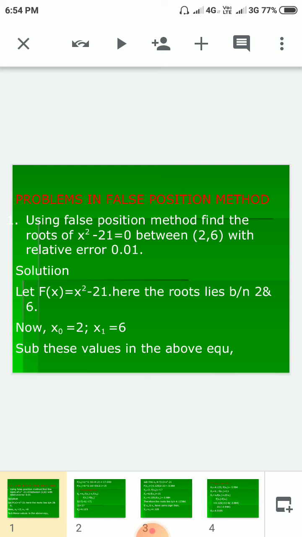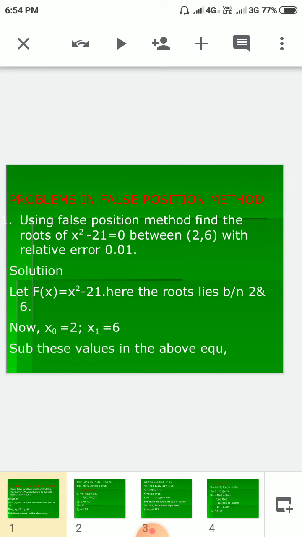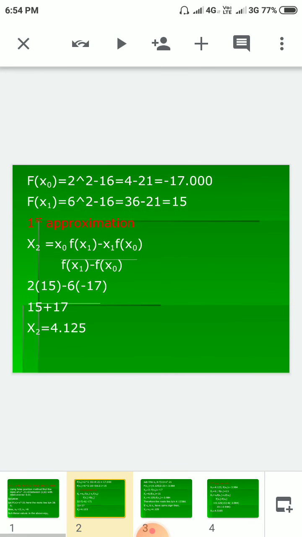Now substitute the initial values, that is x naught is equal to 2 and x1 is equal to 6, in the above equation, f of x is equal to x square minus 21. Therefore we get f of x naught is equal to 2 power 2 minus 21, that is minus 17, and f of x1 is equal to 6 power 2 minus 21, which is 15. So let us move to the first approximation.